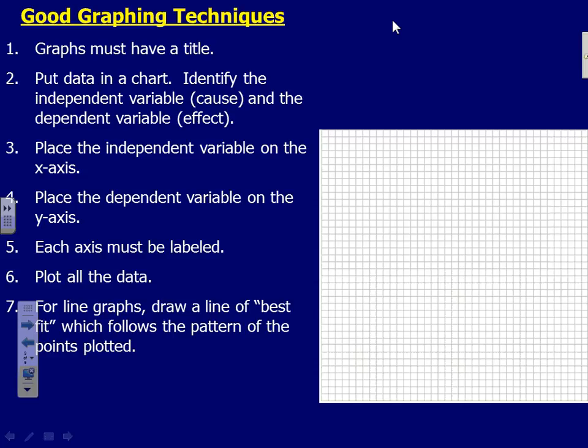Each axis must be labeled. And I'm going to add something to that because I'm just seeing it. I'm thinking we need to add it. Each axis must be labeled with units included. Please put the units with whatever you're putting there. If we were graphing centimeters, in brackets you would put centimeters.